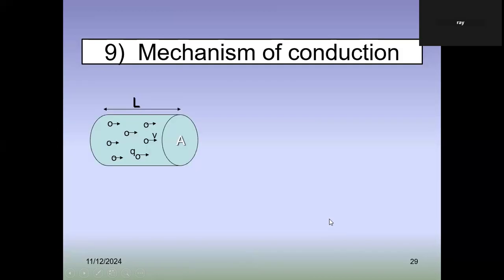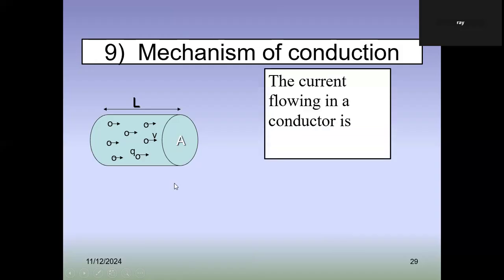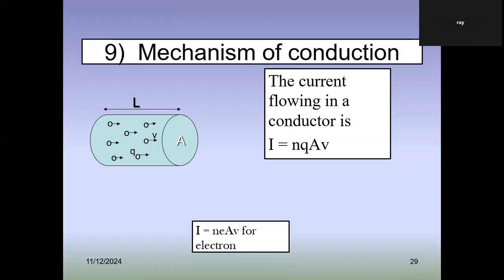Okay, mechanism of conduction. We have a wire or conductor of length L, with cross-sectional area A. These are electrons. The current flowing in the conductor is given by I = nQAv, or if it's electrons, then it's nEAv. You can think of a charge or electron if you like. This one is given in the formula sheet.